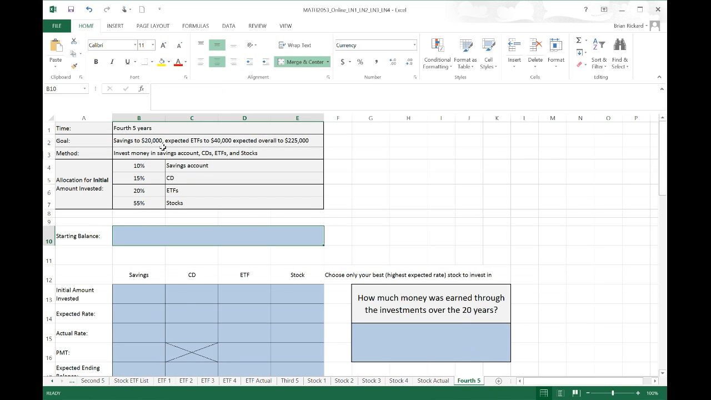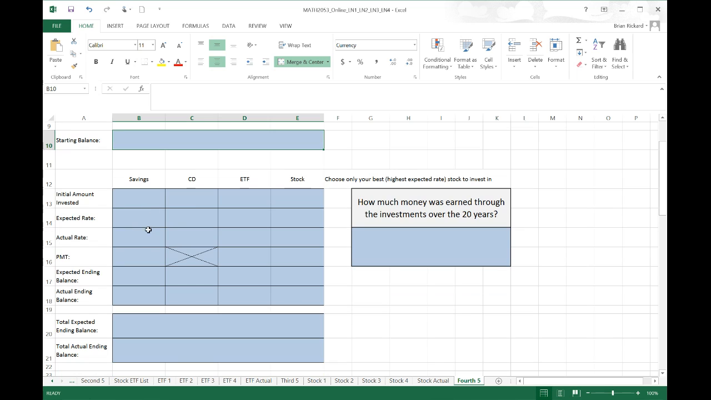So fourth 5 years, got a couple more goals listed up here, and then the allocation for the investments, how we're going to invest whatever the balance was from the last time period. Same thing as before, savings and CD, your expected and actuals will be the same. And then for ETFs and stocks, the expected and actuals will be different. But you do the same thing, you're only going to choose your best stock, the one with the highest expected rate to invest in.